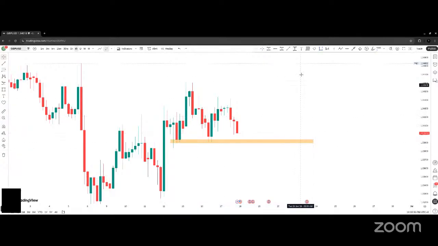So, Hour 4 support, Hour 4 resistance. What were we talking about earlier? Oh, Fibonacci. Right. Yeah.